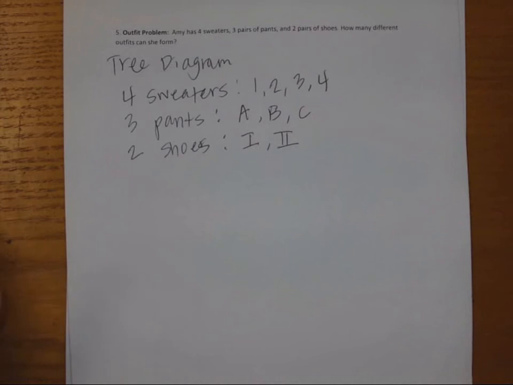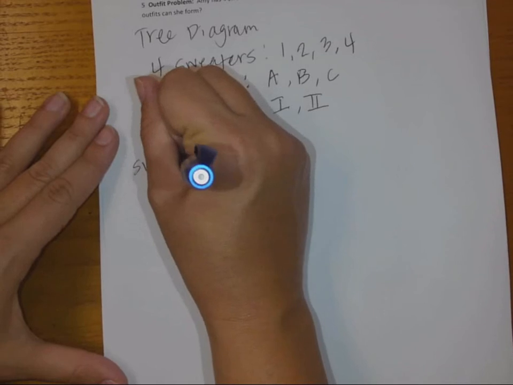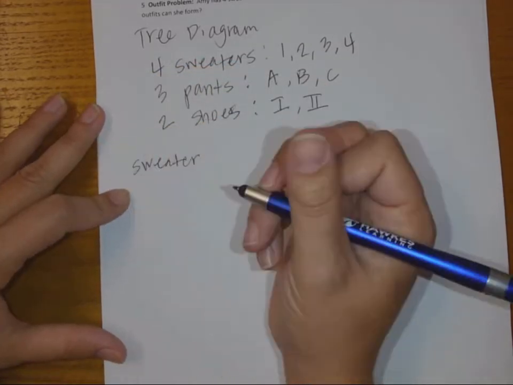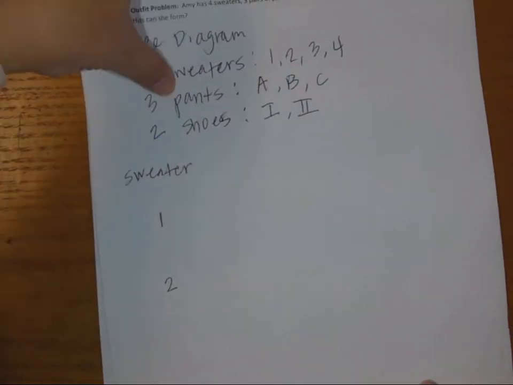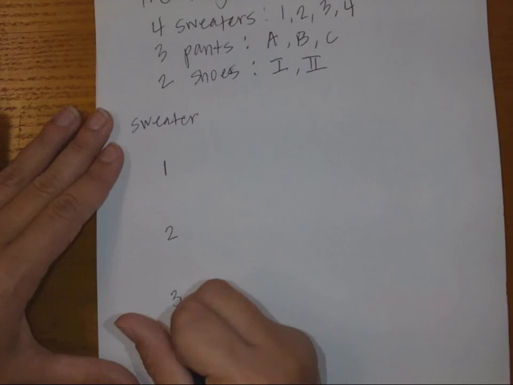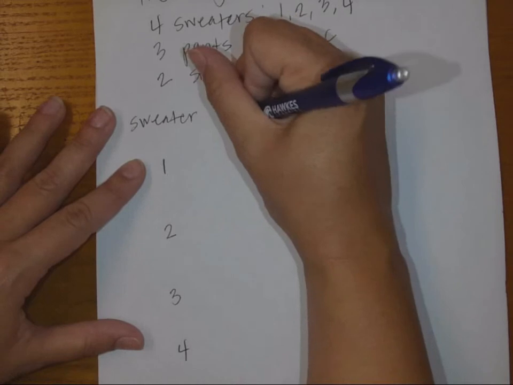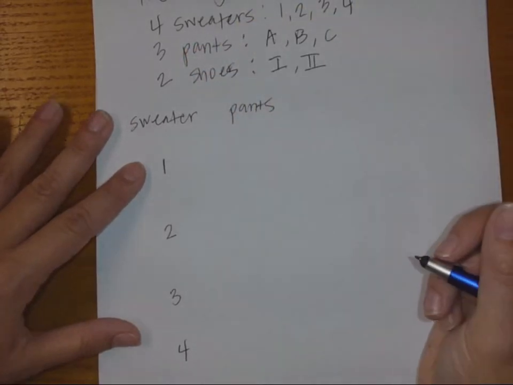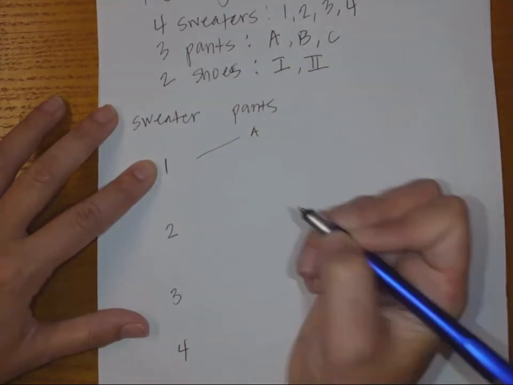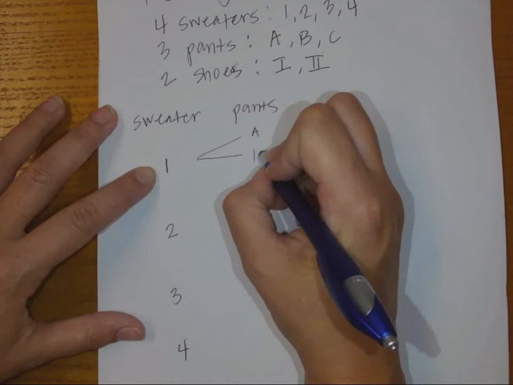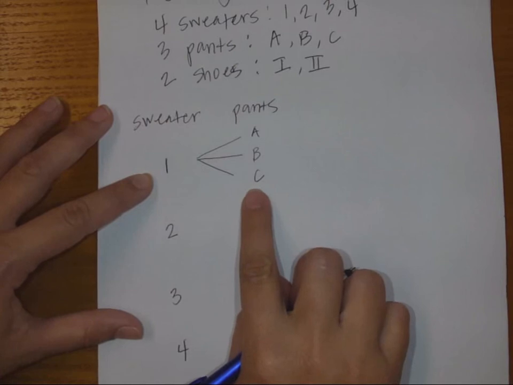Okay, so how many combinations can we come up with here? So, sweater. I have 4 options here, right? I have option number 1, option number 2, option number 3, and option number 4. Okay, so for the sweaters, I have 4 options. For pants, I have 3 options with each sweater. So I could wear sweater number 1 and pants A, or sweater number 1 and pants B, or sweater number 1 and pants C. So right there is 3 different outfits.